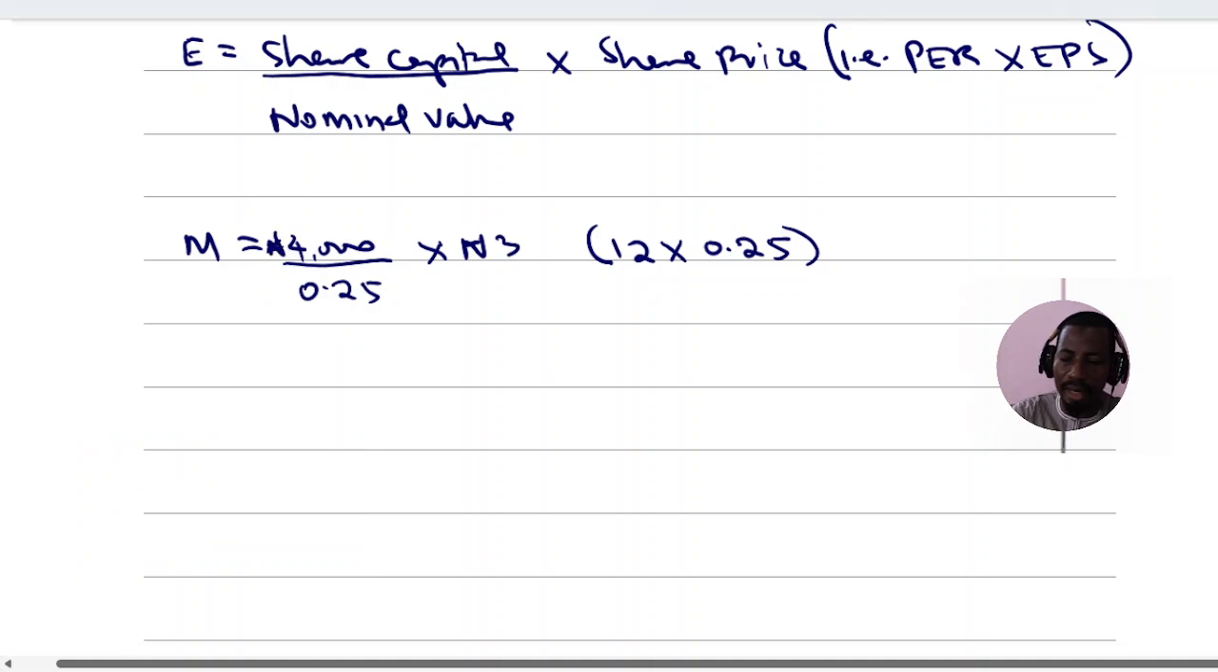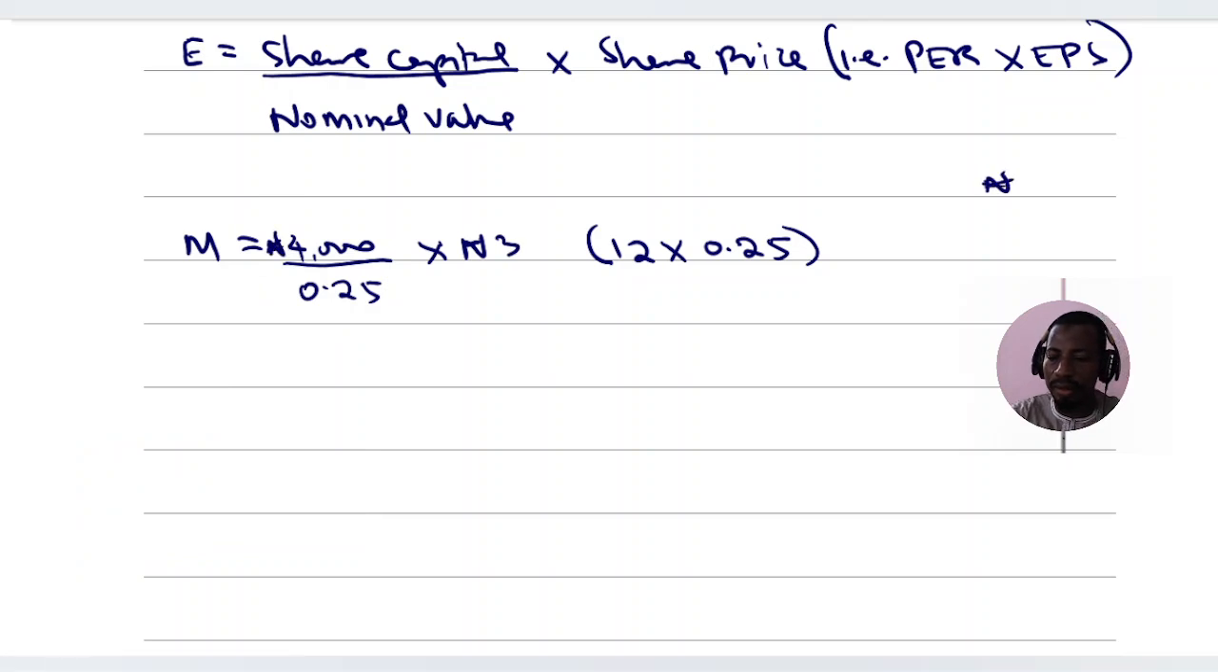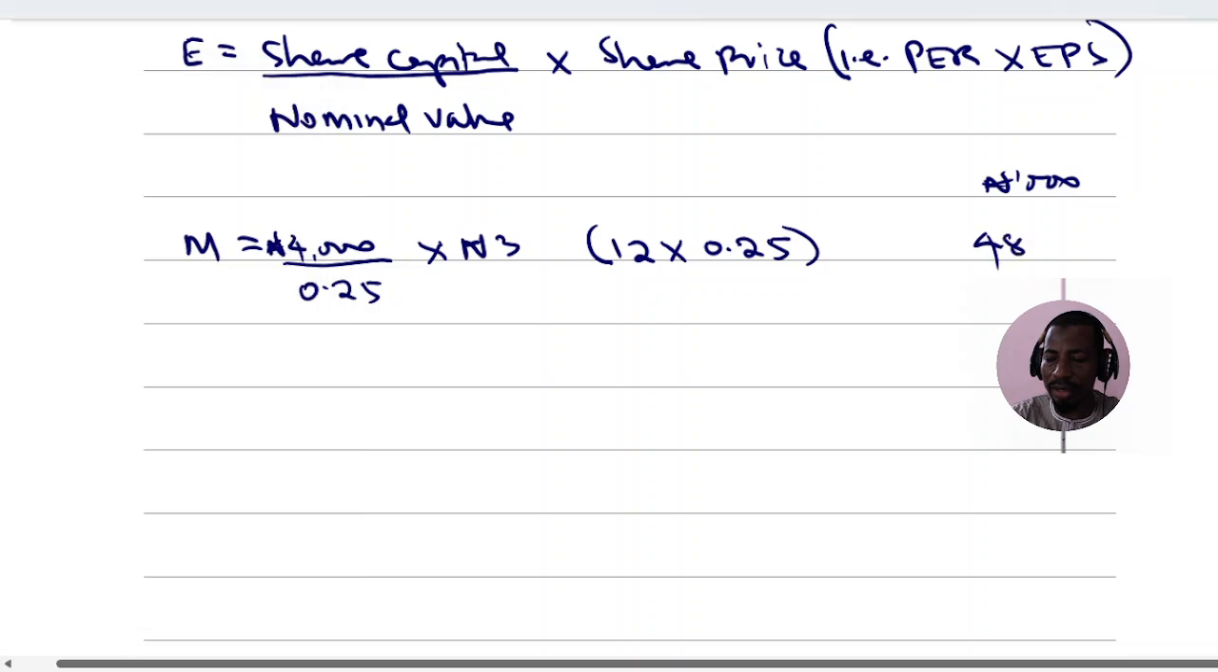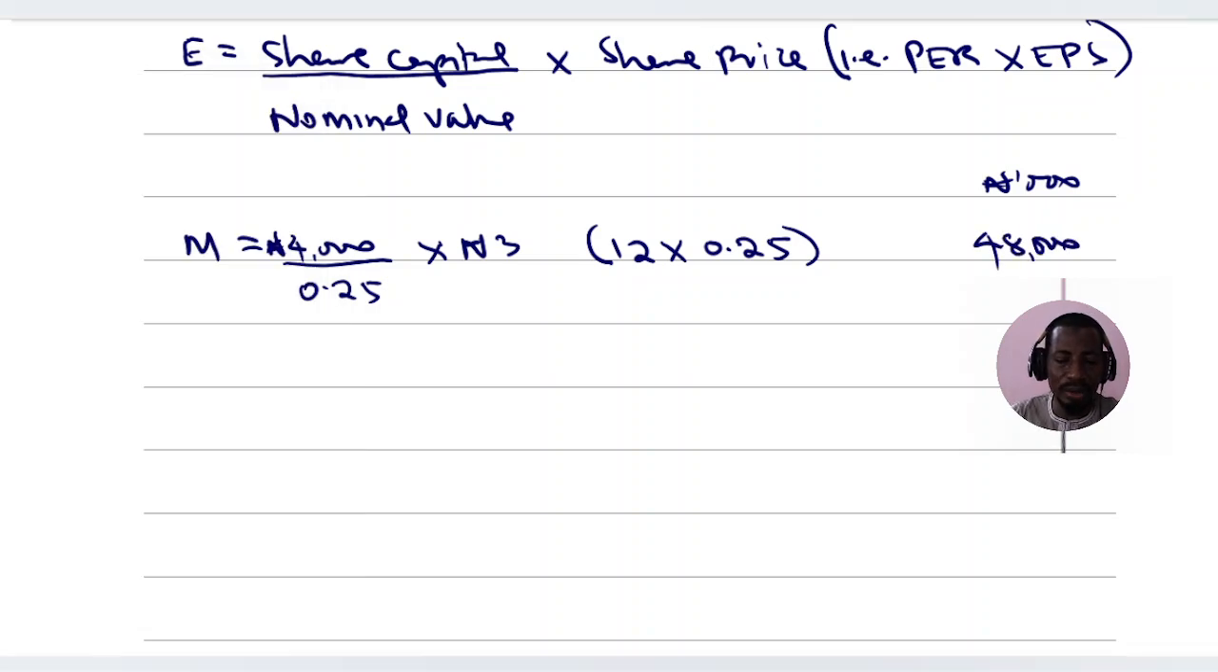The 4,000 is in naira, so figures are in thousands. So what do you have now? The total market value of equity will then be 3 multiplied by 4,000 divided by 0.25, equal to 48,000. That's the market value of Mississippi.